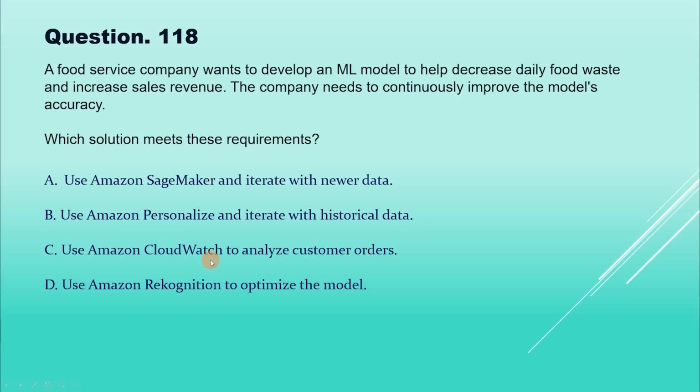Now let me reveal the correct answer. The correct answer here will be option A. Use Amazon SageMaker and iterate with the newer data. Because using SageMaker allows for continuous iteration and improvement of the model's accuracy with newer data. So option A is absolutely correct here.